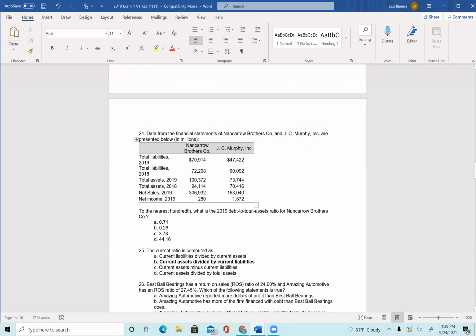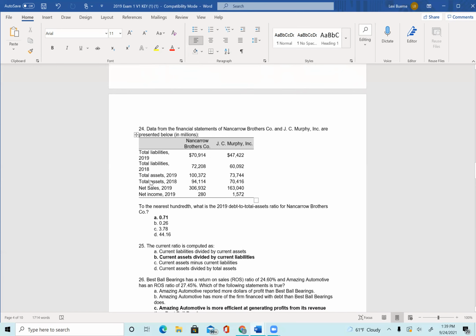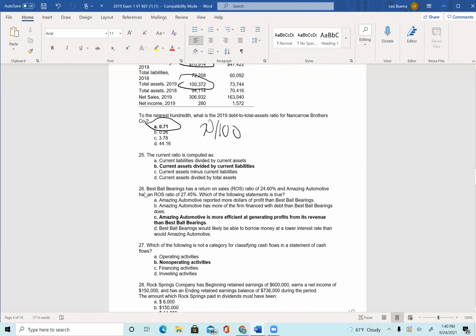Question 24: this is the data from the financial statements of these two companies presented below. To the nearest hundredth, what is the debt to total assets ratio? For this ratio, we take total liabilities and divide it by total assets. Since it says 2019, we use those amounts: 7,914 divided by 103.72, and that gives you this amount. So use these full numbers. I just didn't type them out all the way, but definitely use those two accounts.